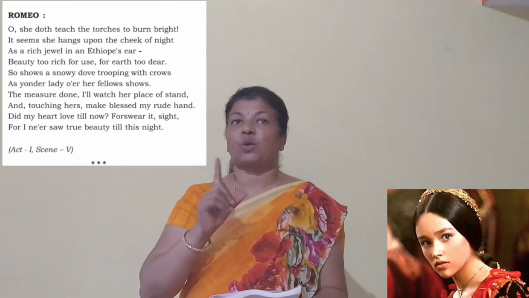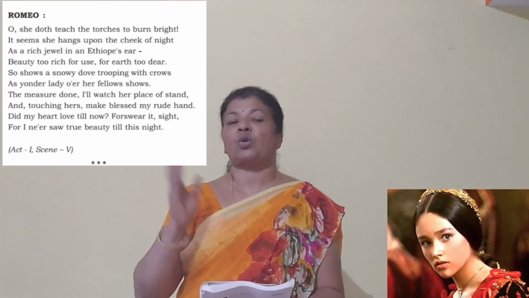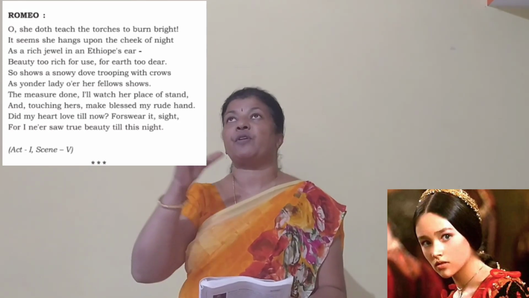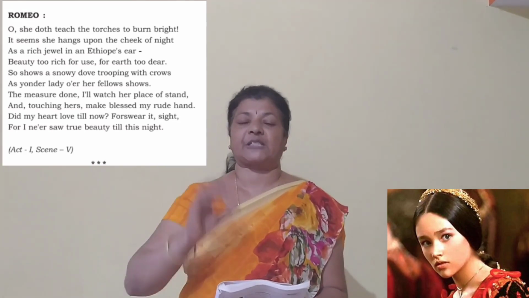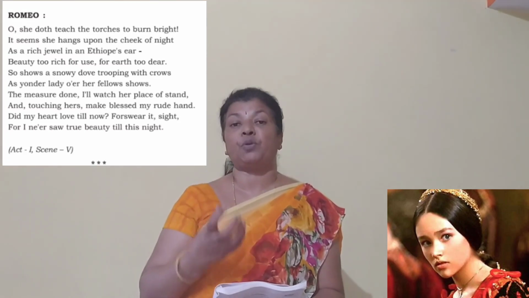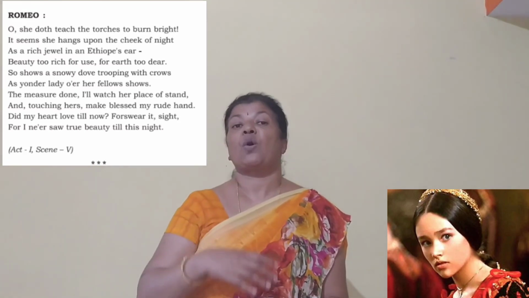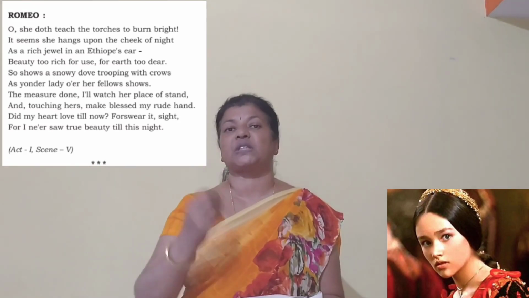In those days it was a supper, at night time. A grand supper was arranged. In those days there was no electricity, so everywhere torches were fixed. Now here Romeo feels that the beauty of Juliet overpasses, surpasses, overcomes even the brightness of the torches.